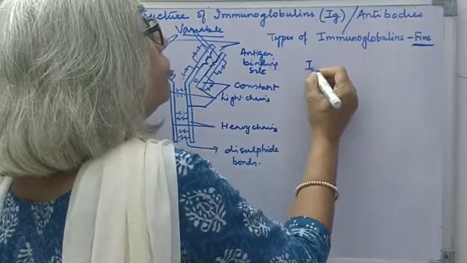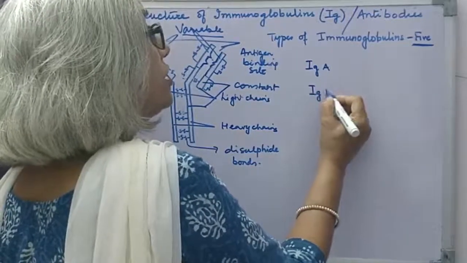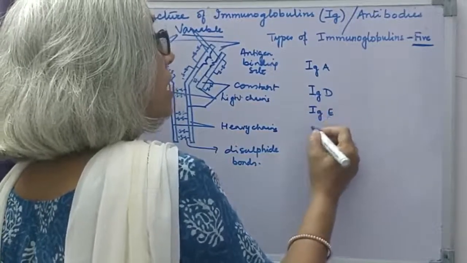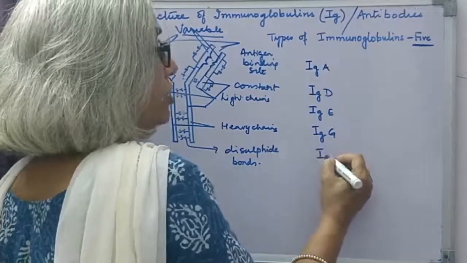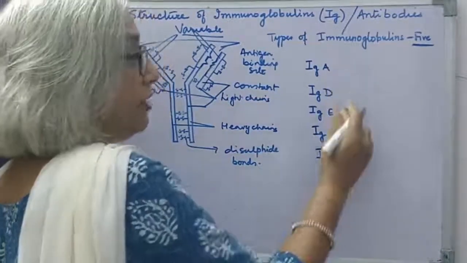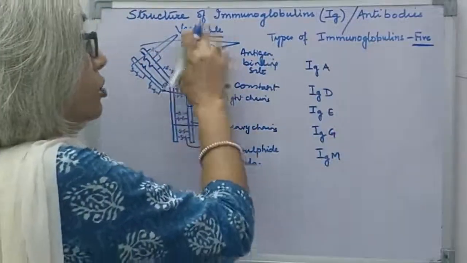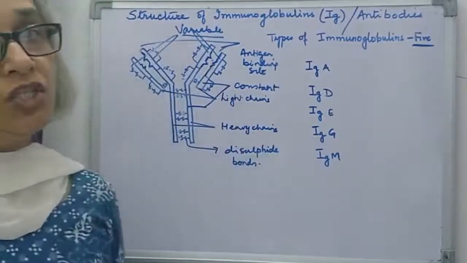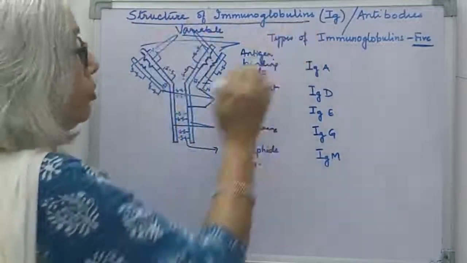These 5 immunoglobulins are IgA, IgD, IgE, IgG, and IgM. These are the 5 different kinds of immunoglobulins, and this is because of the variable portion of the 2 polypeptide chains. So this is the basic structure of an immunoglobulin.